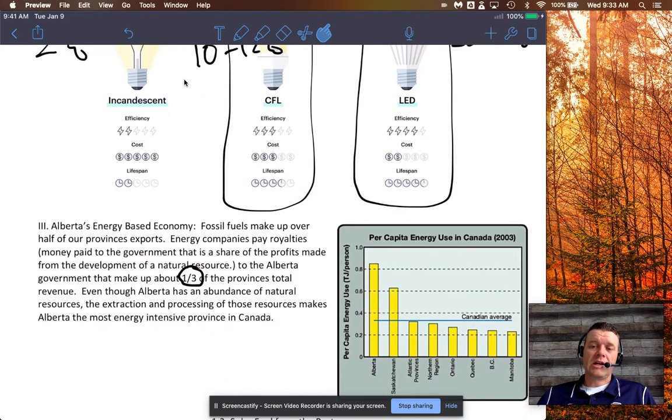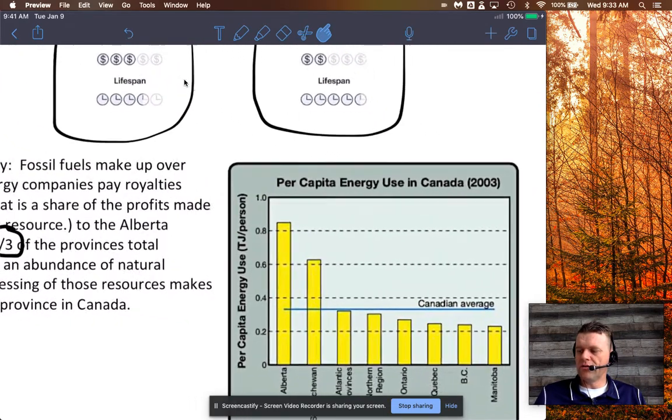Worth mentioning, our economy, my goodness, fossil fuels make up half of our exports in terms of what we ship out of our province. And energy companies pay what are called royalties. You've probably heard that in your social classes. It's money to the government that's a share of the profits made. And that makes up about a third of our total revenue. That's a huge chunk of what our province makes of our GDP, I guess you could say, if we were doing it for just the province. As a result, we are the most energy intensive province in Canada.